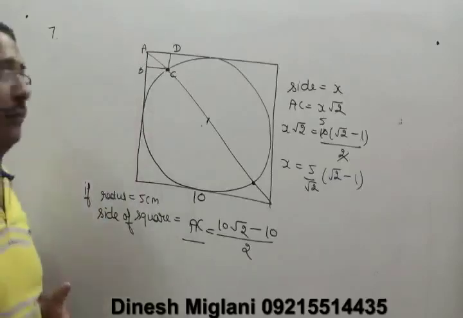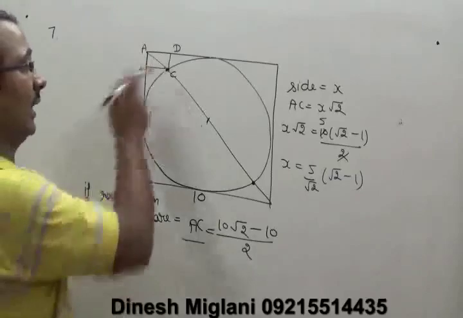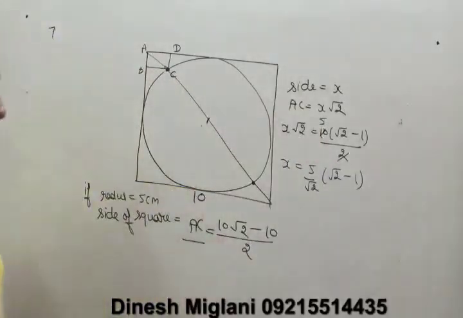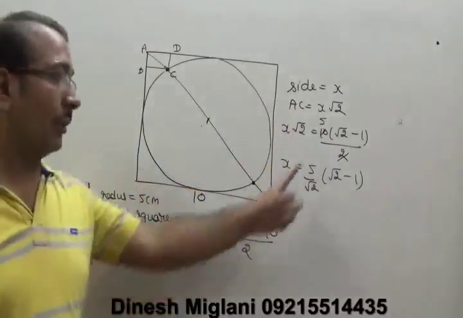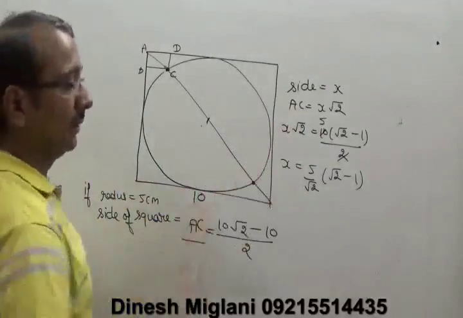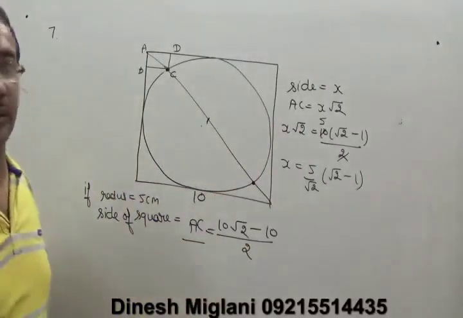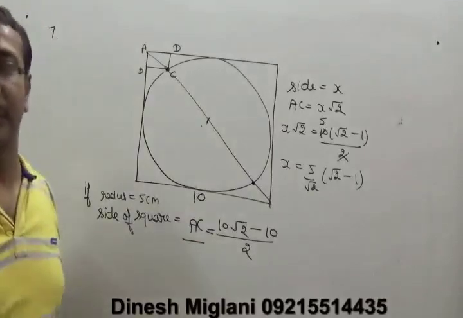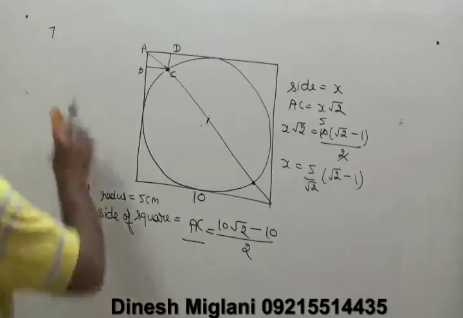Now the question is I have to find the side of the square. If I assume the side of the square is x, from here I can say the diagonal AC is x root 2. Here I can say x root 2 is equal to 10 taken as common, root 2 minus 1 upon 2. Just solve it and you can say the value of x is equal to 5 upon root 2 into root 2 minus 1. It becomes your answer. So that is the answer to your question number 7. I hope the idea is clear.